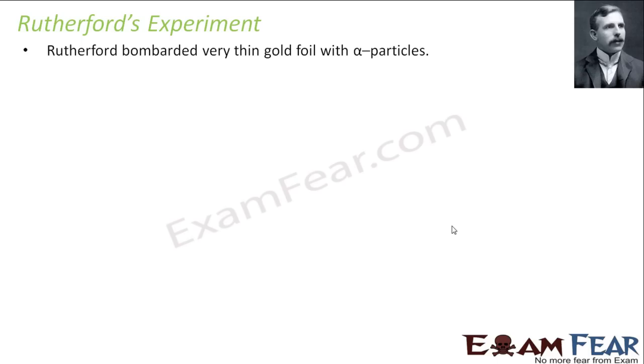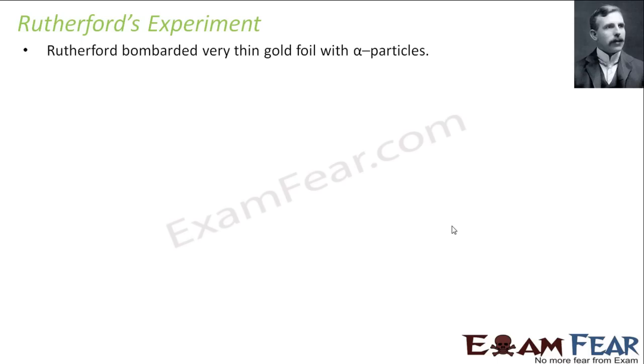So let us now talk about Rutherford's experiment. After the failure of Thomson's atomic model, Rutherford started studying the structure of the atom. He performed an experiment, and this experiment laid the milestone in determining the structure of the atom. So what did he do in this experiment? He bombarded a very thin gold foil with alpha particles.